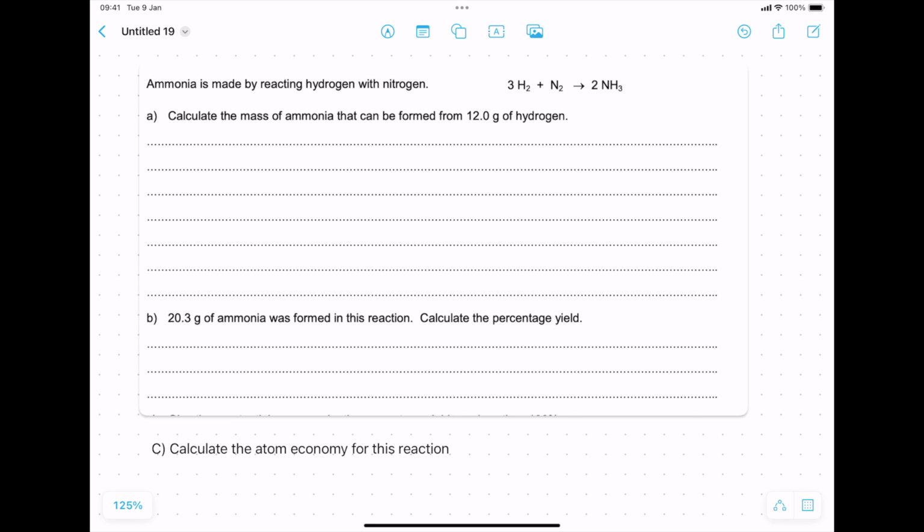So this particular example today is using quite a famous reaction, which is the Haber process, a process for making ammonia from nitrogen and hydrogen gas. We're going to begin with working out the mass of ammonia generated during this reaction, then the percentage yield, and then the atom economy, and then we can discuss what these results actually mean.